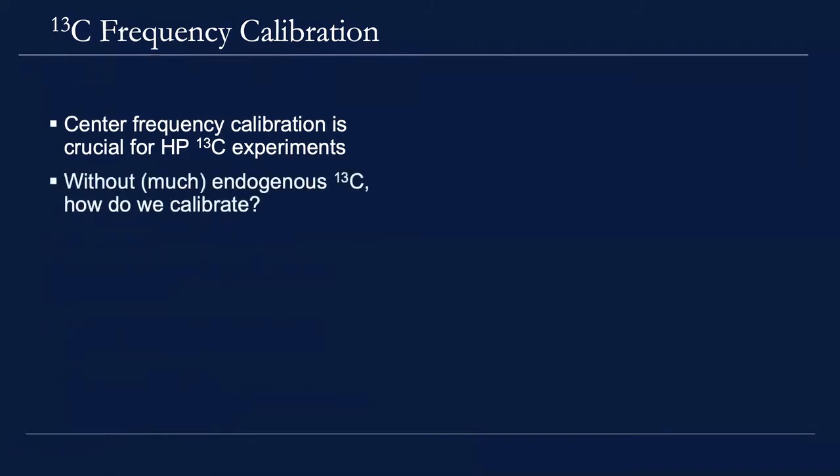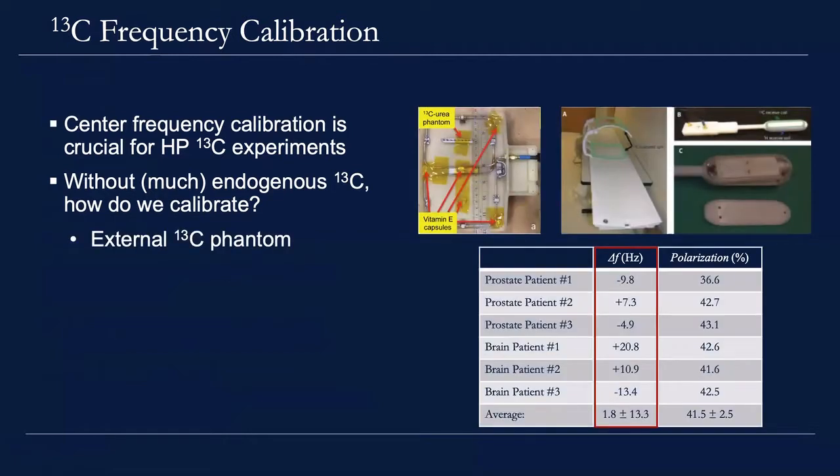Right, so without much, if any, endogenous carbon, and we don't want to waste any of our hyperpolarized magnetization on a center frequency calibration, what are some thoughts, or what are ways that we can calibrate our center frequency for carbon imaging? Any thoughts? So yeah, the first thing, and what works really well, is just to have an external carbon phantom.